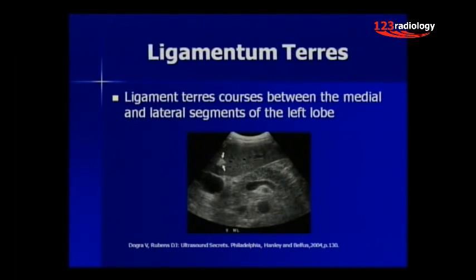The ligamentum teres is another landmark that's important to identify, and that courses between the medial and lateral segments of the left lobe, as shown here as this echogenic structure. And the fibrous remnant of the umbilical vein is within this ligament.